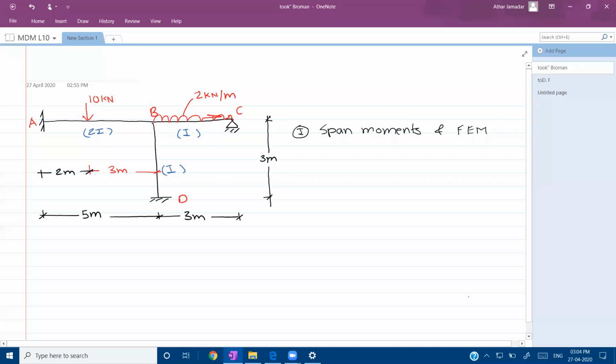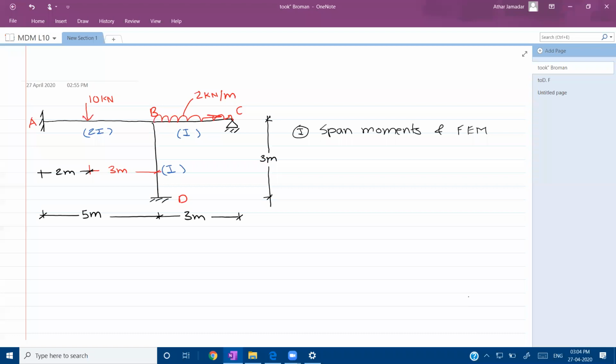So here is the problem of portal frame for today's lecture. There is a portal frame like this. A, B, C are beam members and BD is a column member, and AB is having length of 5 meter, in which load of 10 kN is acting at a distance of 2 meter from A, and AB is having moment of inertia 2I.